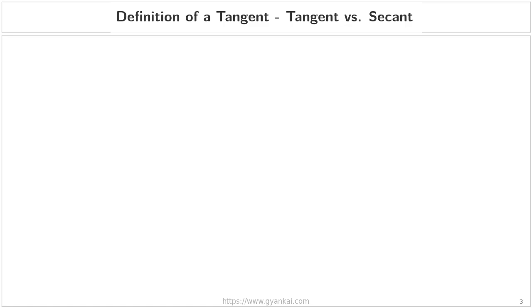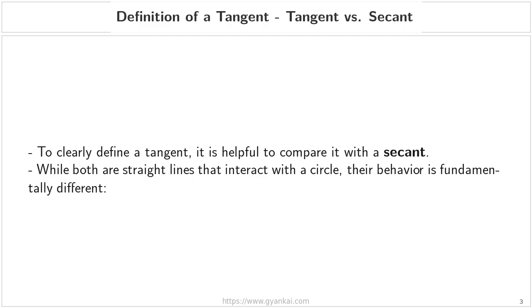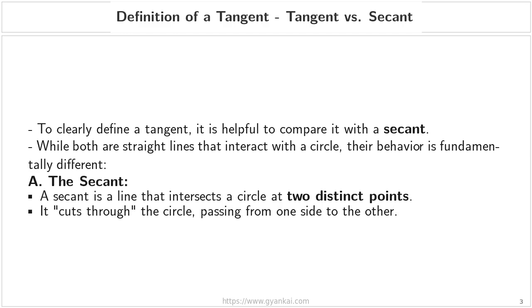Definition of a tangent: tangent versus secant. Now that we have established the basic definition of a tangent as a line that merely touches the circle, I want to make sure we don't confuse it with another type of line. To clearly define a tangent, it is very helpful to compare it with something called a secant. Now, keep in mind that both of these are straight lines that interact with a circle, but their behavior is fundamentally different. Let's look at the first case, the secant.